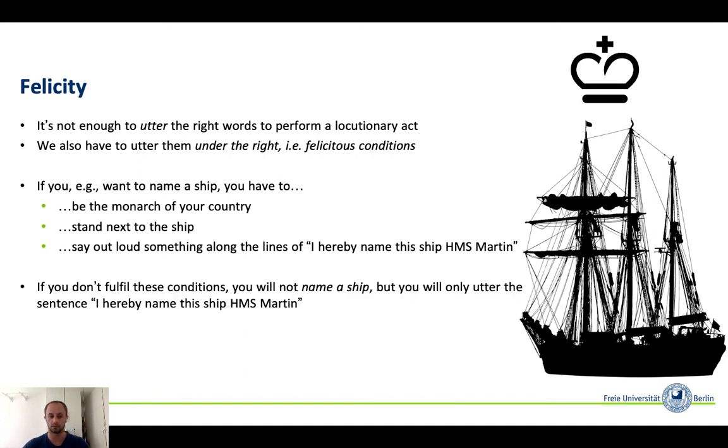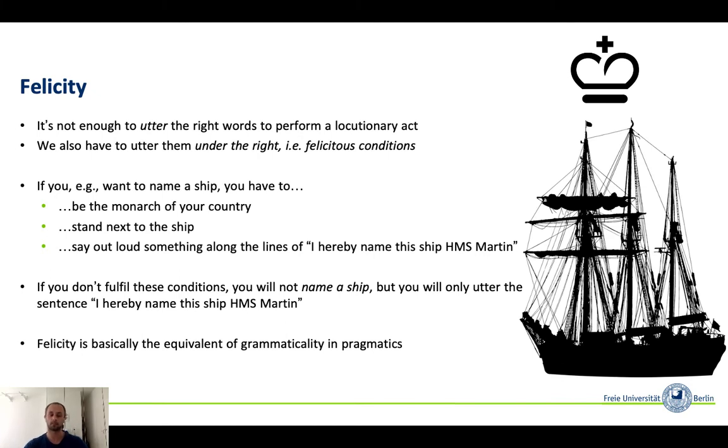If those conditions are not fulfilled, then even if we say the right words, we're not naming a ship, we're just saying something, right? So the same would apply to other situations. This is just an illustration. If I say I hereby declare war on X, nothing's going to happen. Nobody is going to start shooting at another country because I do not have the power to do that. I'm not in that position. That would have to be someone else.